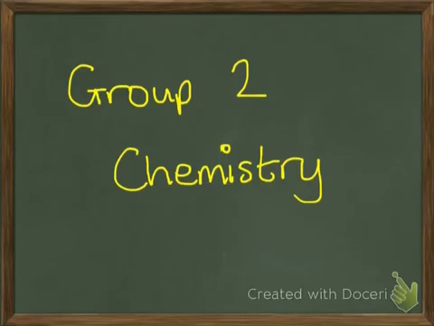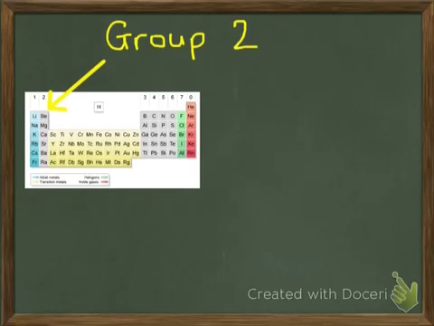This presentation is on the chemistry of the elements in Group 2 of the periodic table. So the arrow here is pointing to Group 2 of the periodic table shown, and it consists of the elements beryllium, magnesium, calcium, strontium, barium and radium.